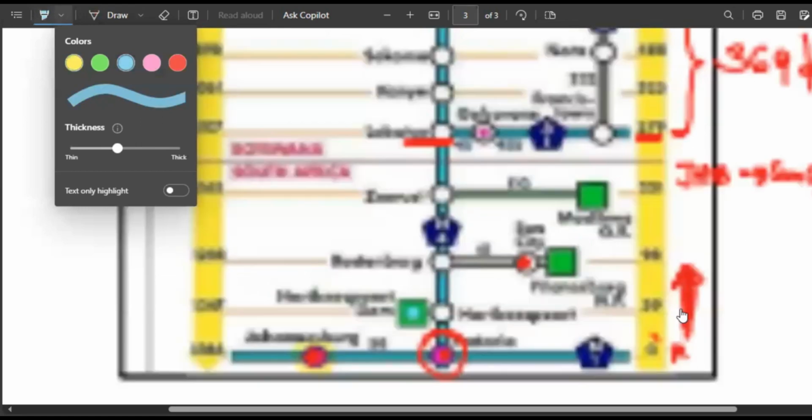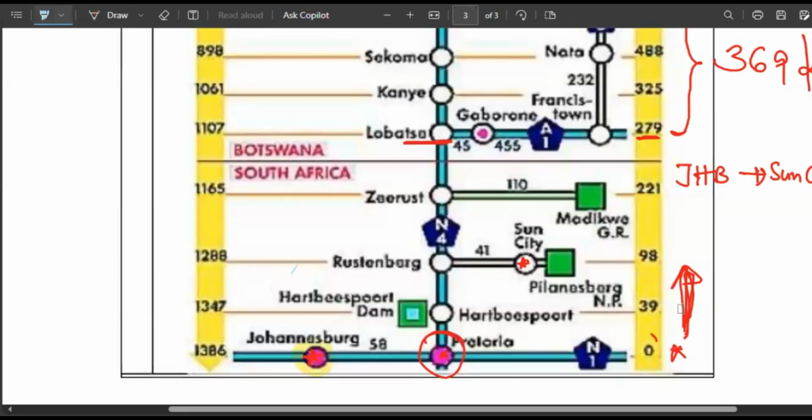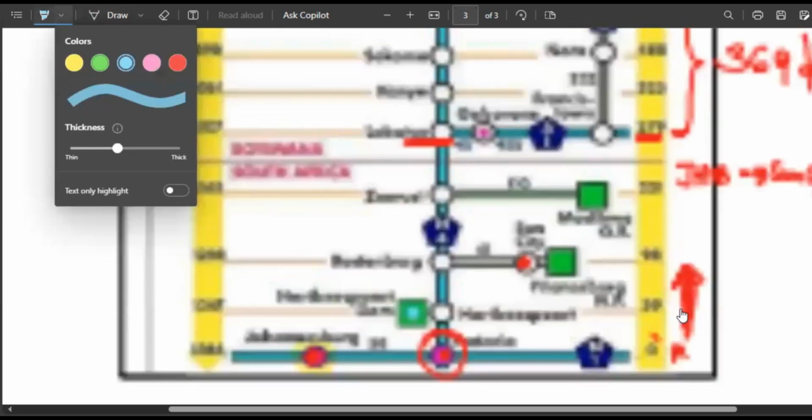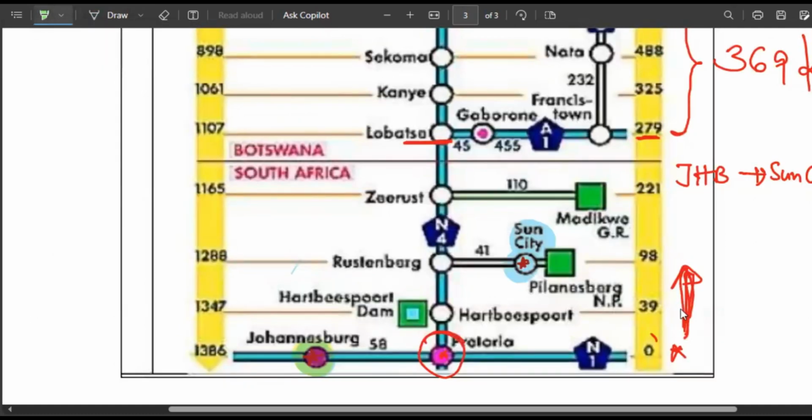That's Johannesburg. This will be Johannesburg here. Then Sun City is here. This is Sun City. So we want to know the distance. But remember, as you move from Johannesburg to Sun City, you pass through Pretoria. From Pretoria, you go up to Rustenburg. You understand? From Rustenburg, you turn right and go to Sun City.